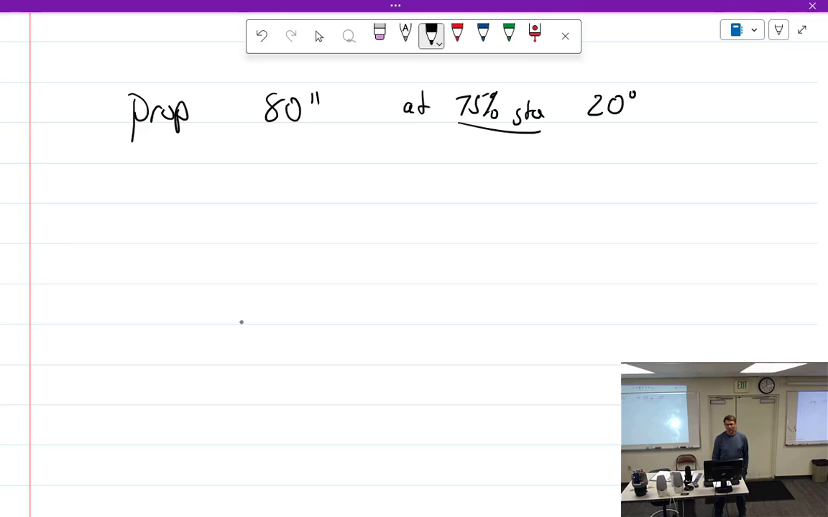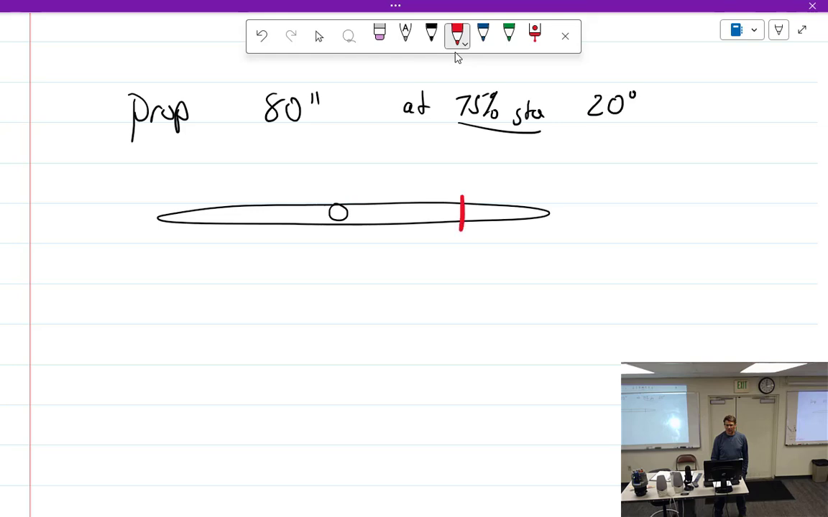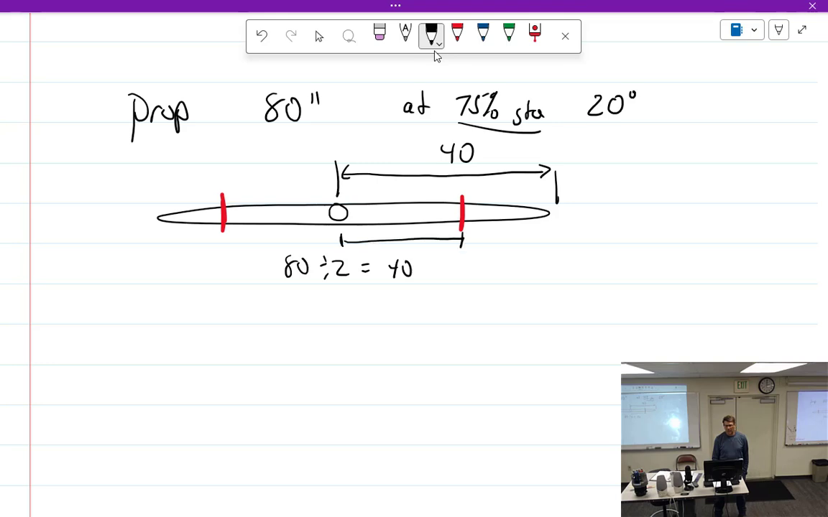So, first thing I want to know is what's the 75% station? I have a prop. What is the 75% station? Right about there. Well, it is 80 divided by 2 equals 40. It means from the hub out to here is 40 inches. And so that means from the hub to the 75% station is 30, because I did 40 times 0.75 equals 30.